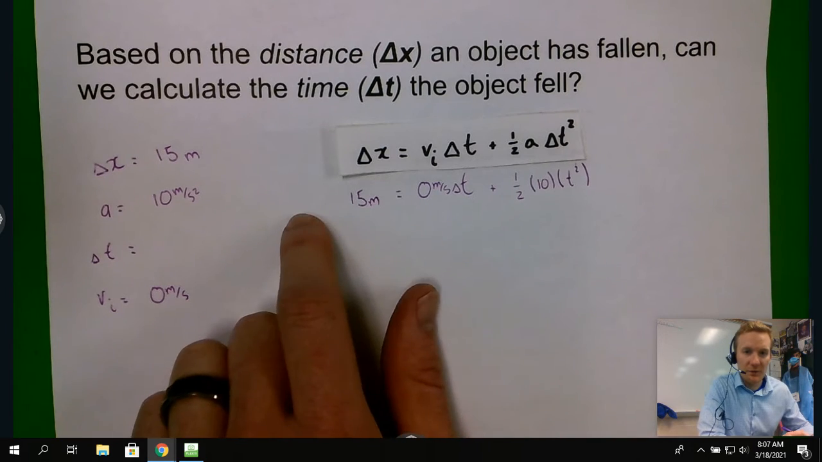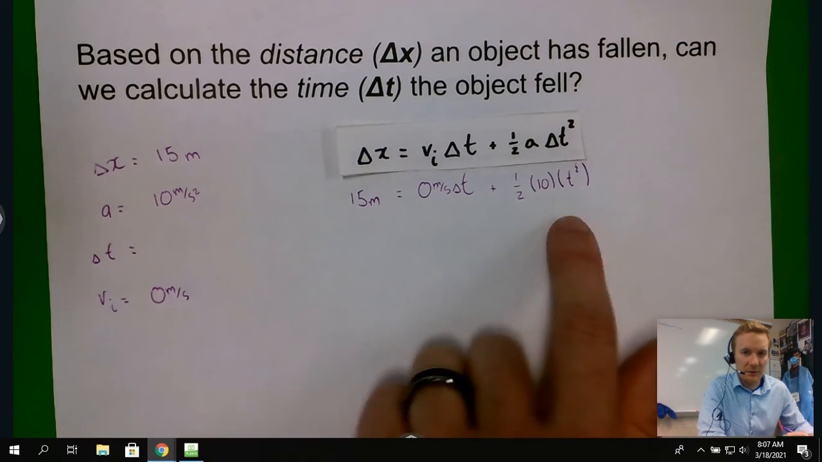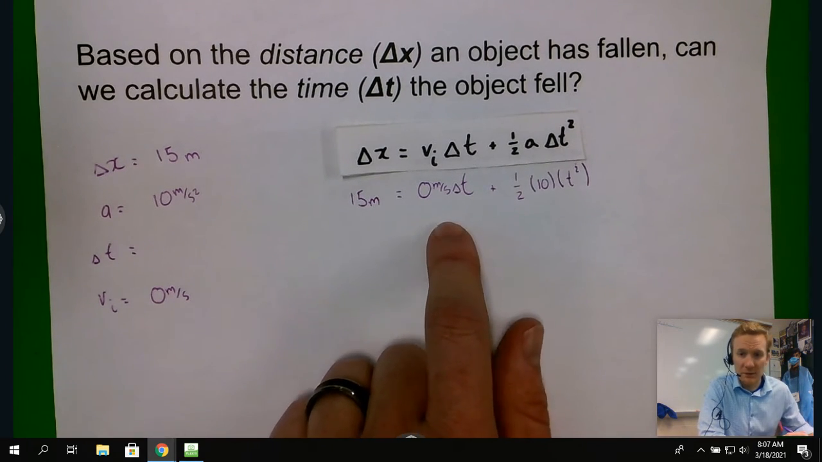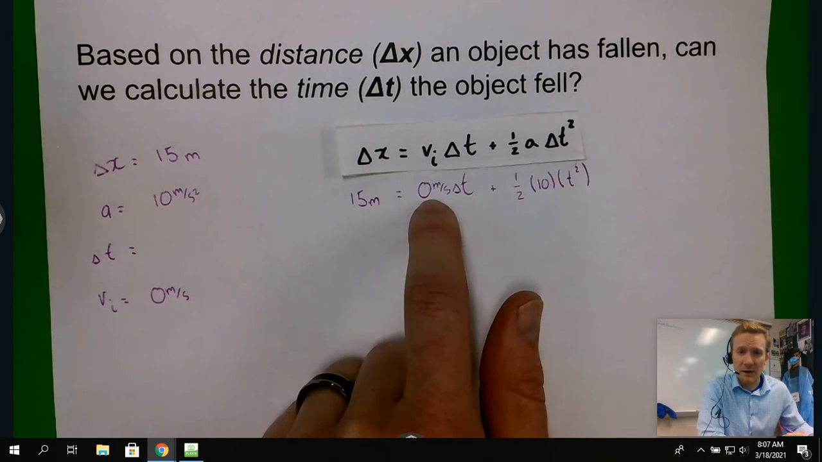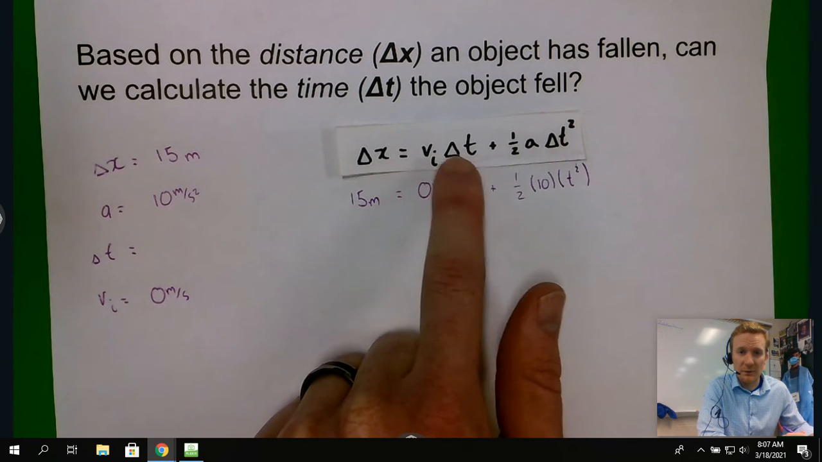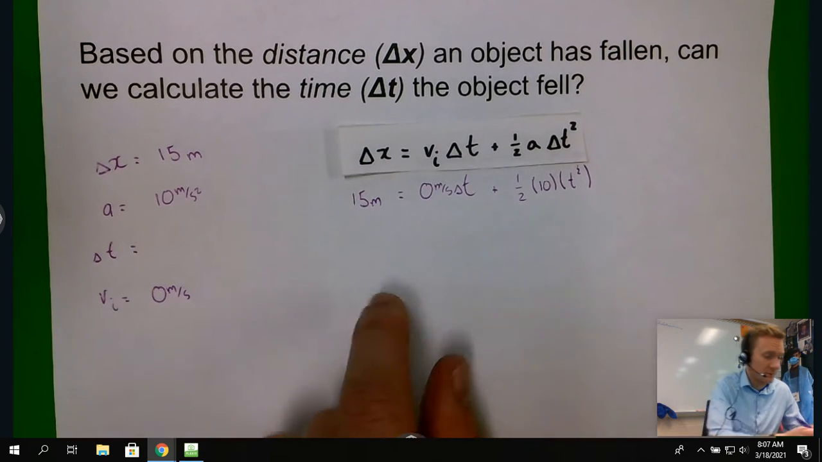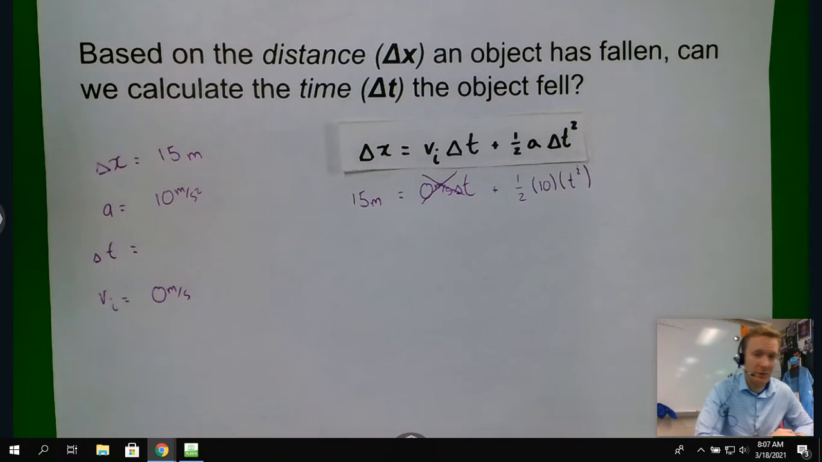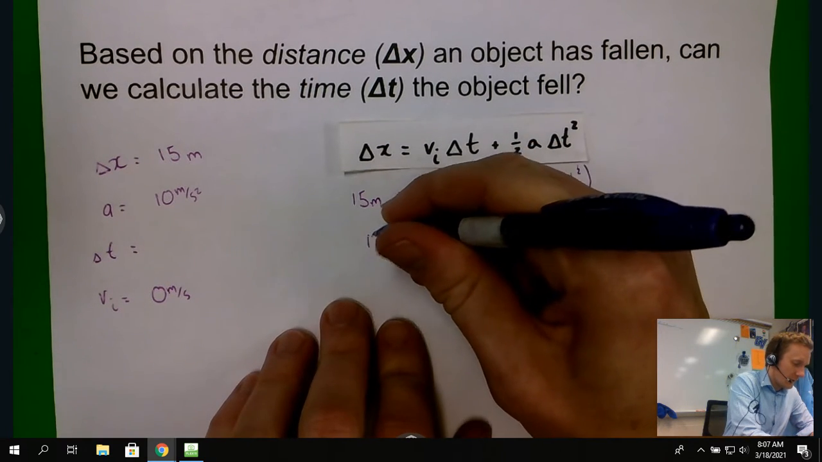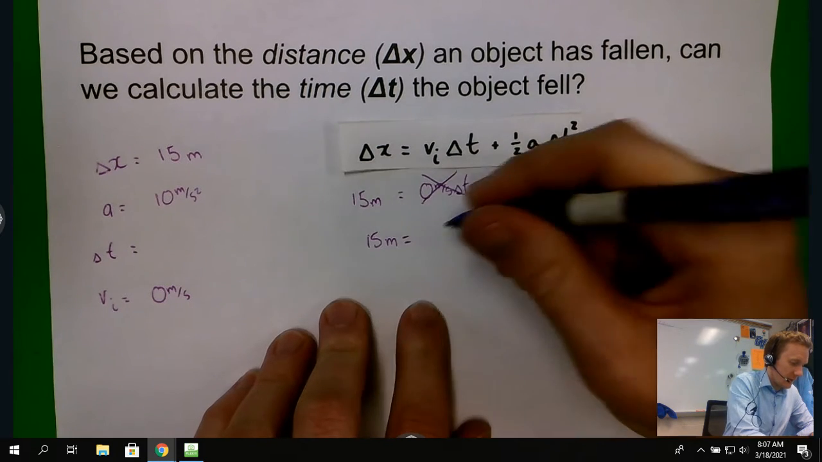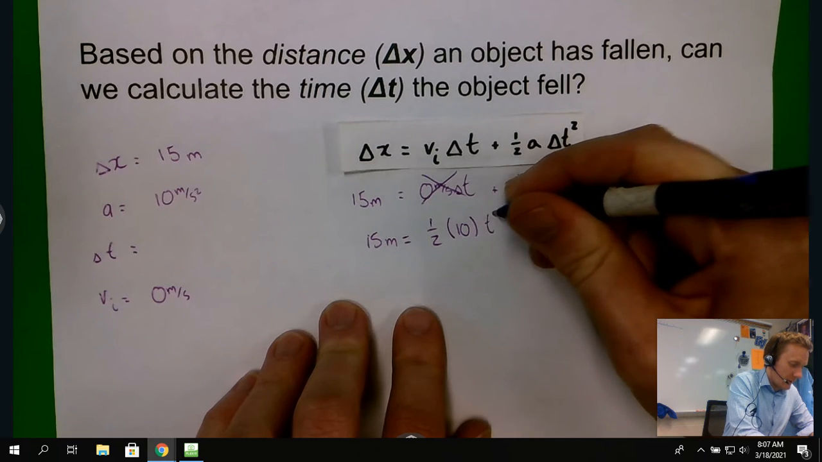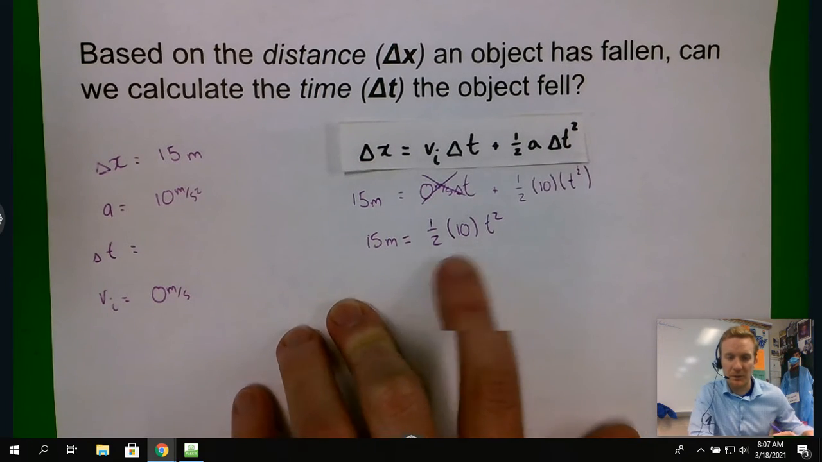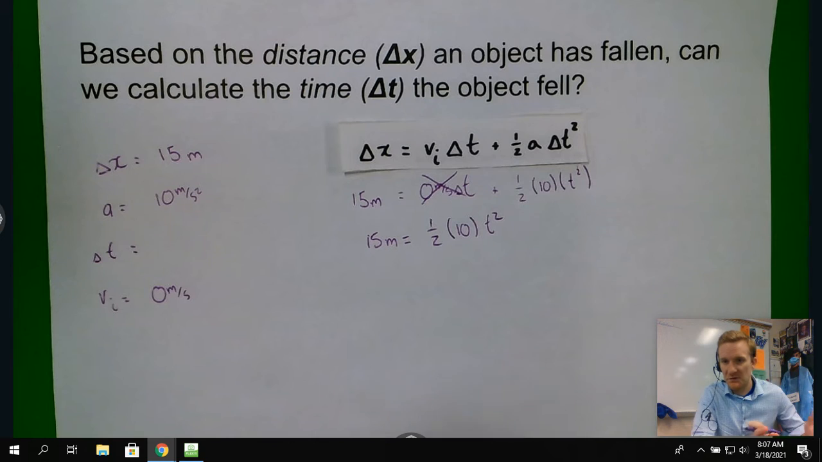So this might look a little more complicated, but remember, we can actually eliminate this whole chunk, because we know if it's starting from rest, anything 0 multiplied by whatever is just going to be 0. So we can get rid of this whole thing just to simplify our work. So really we're just setting up this equation. And then we've got time squared. That's our unknown.